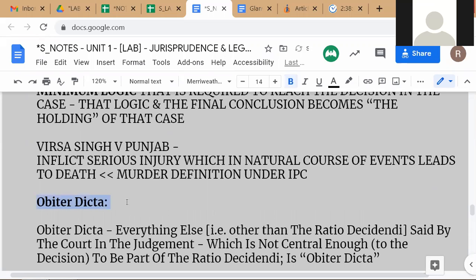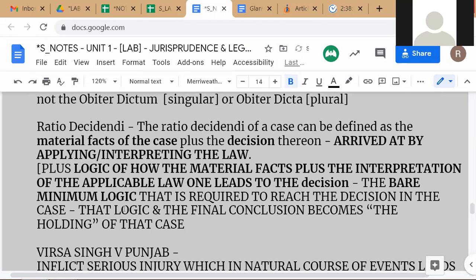So coming back to ratio decidendi, it is basically what is the rule being laid down in that particular case. It is connected to the material facts, it's connected to the decision, but it is also connected to how the law is being interpreted and applied to the material facts to arrive at the decision, because this will become the guiding principle for future cases which are exactly similar on material facts. Exactly similar on material facts, but not on actual facts. It won't ever be exactly similar on actual facts, but the material facts can be similar.